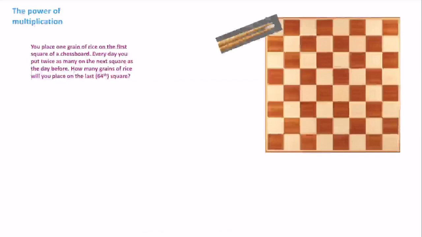But this problem might give you a little more grasp of that. So you place 1 grain of rice on the first square of a chessboard. So it's right here, right? There's our 1 grain of rice. Every day you put twice as many on the next square as the day before. So we're multiplying by 2 every day. So you'd have 2, then 4, right? And then 8. And I'm going to stop here because I'm running out of space. 1, 2, 3, 4, 5, 6, 7, 8. Okay. But anyway, so you'd have 16 here, 32 here, 64 here, 128, right?